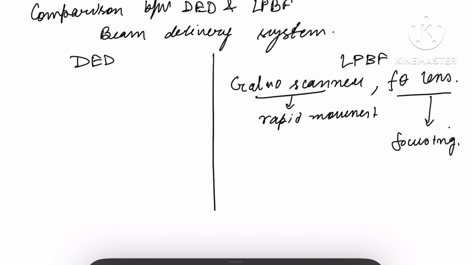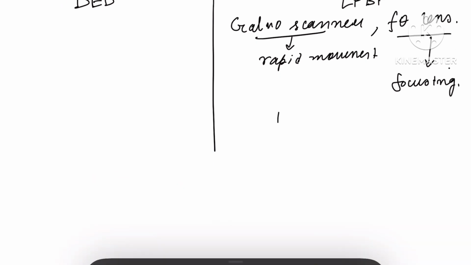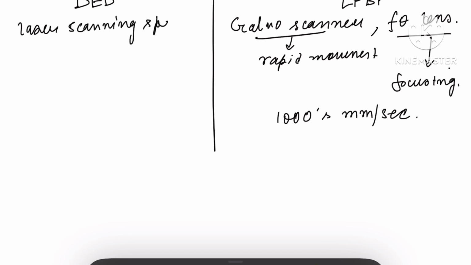In case of LPBF, the laser beam moves very rapidly, as I said. So the typical laser scanning speed is in few thousands of millimeter per second, whereas for DED, the laser scanning speed is in the range of few hundreds of millimeter per minute. So there is a huge difference between these two scanning speeds.